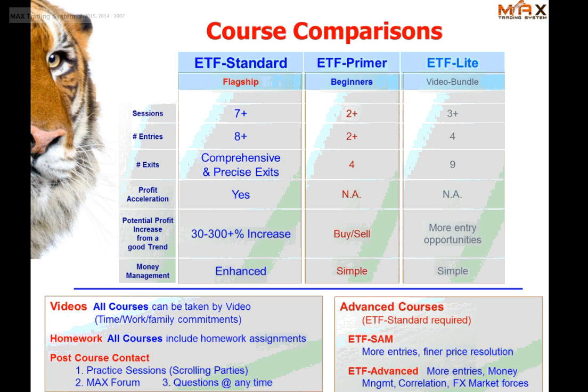Once you've done the Standard course, then you can take any of our advanced courses. We have 2 extra advanced courses at the moment, the ETF SAM and the ETF Advanced. SAM gives you more entries and finer price precision, and is more profitable than just the plain old Standard. And ETF Advanced boosts it again with more entries and money management, correlation, market forces, all that sort of stuff tied into it. So each one of these courses builds on the other one, and it doesn't really matter which order you take them in. Next slide, please, Eusebio.